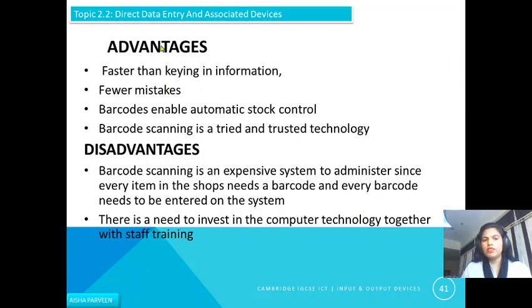What are the advantages of barcodes? Faster, fewer mistakes, it enables automatic stock control, it is a tried and trusted technology. What are the disadvantages? Barcode scanning is an expensive system to administer because every item in the shop needs a barcode, and every barcode needs to be entered into the system, and there is a need to invest in the computer technology together with staff training.